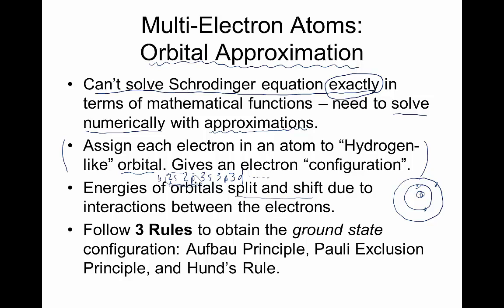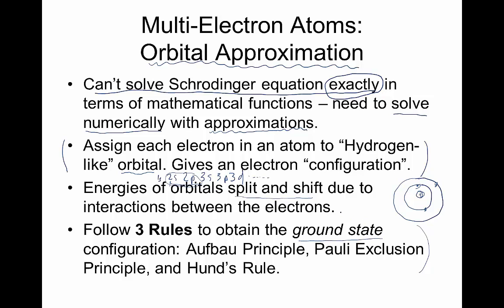So what we're going to be interested in is obtaining the lowest energy electron configuration, or arrangement of electrons. And in order to do that, there are 3 rules from quantum mechanics that we are going to have to use. These rules came about both from experiment and from looking at quantum theory as a way to give us the lowest energy.